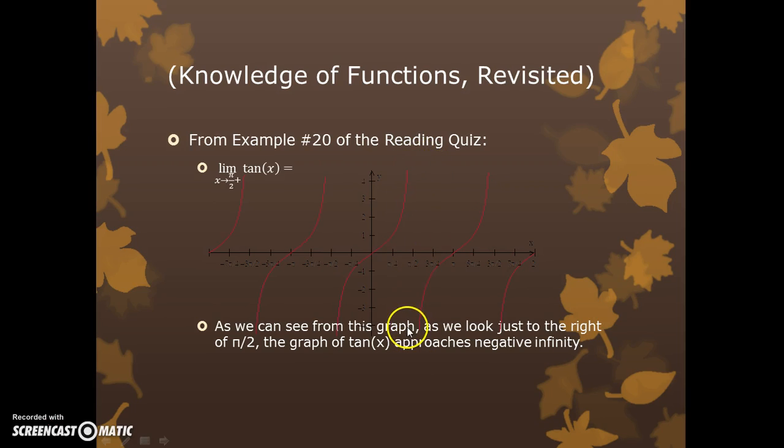If we're going to the right of pi over 2, look at what happens to tangent. It has approached negative infinity and is in fact coming back up towards 0. So what we would say is the limit as x goes to pi over 2 from the right of tangent of x would be negative infinity. If we looked from the left of pi over 2, that limit would be positive infinity.